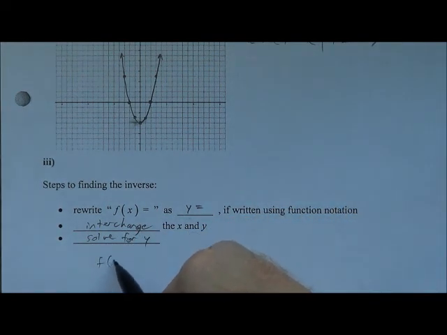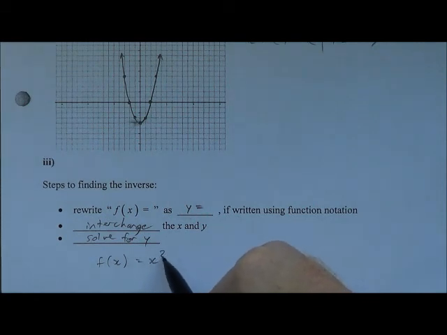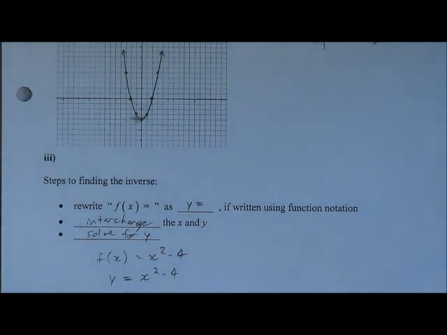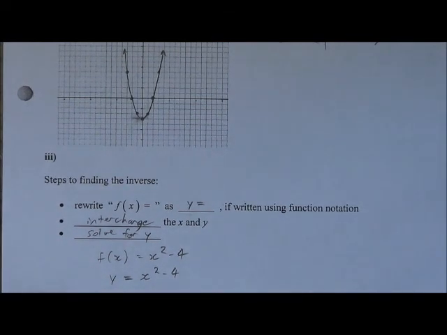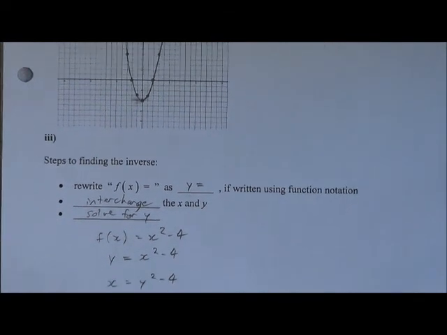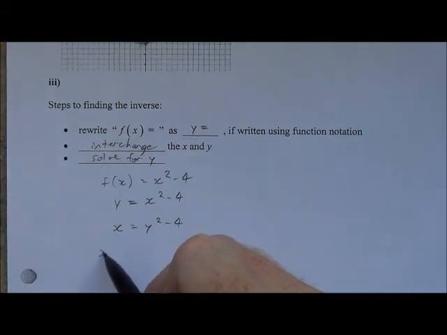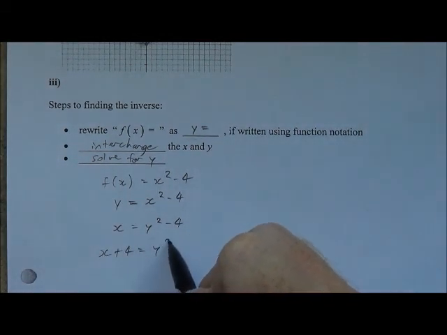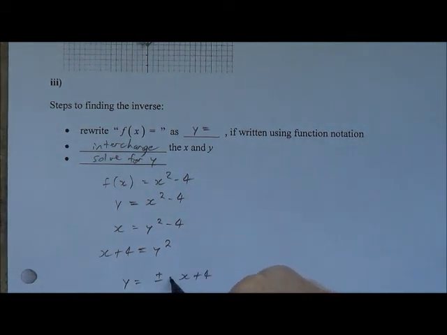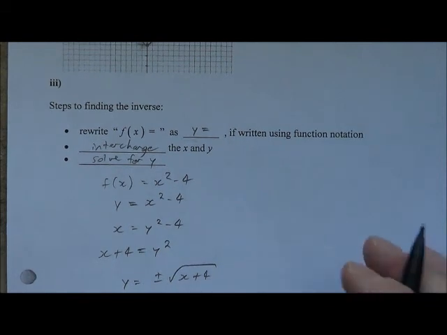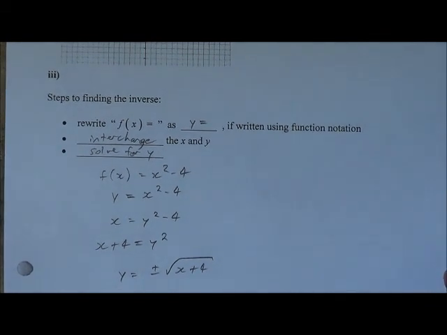So if f(x) = x² − 4, then we'll write that as y = x² − 4. Then we'll interchange the x and y just as it is, so x = y² − 4, and then we'll solve for y. So we'll add 4 to both sides, and then we'll take the square root of both sides. So we get y = ±√(x + 4).